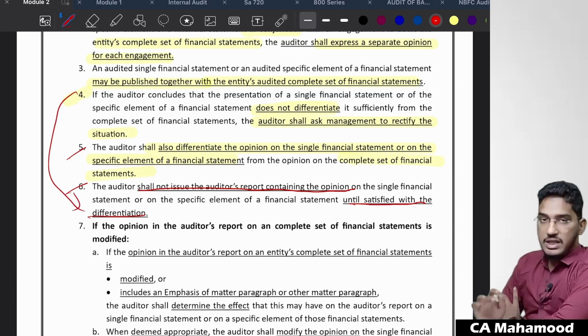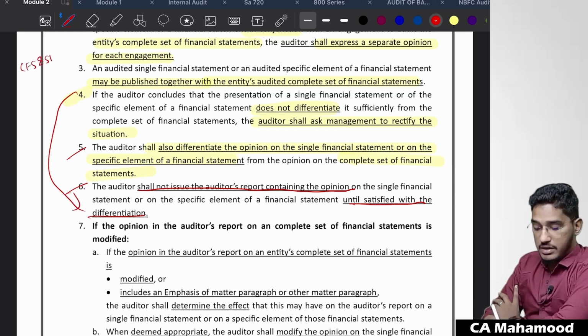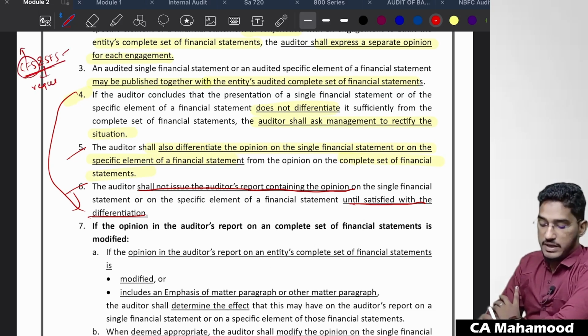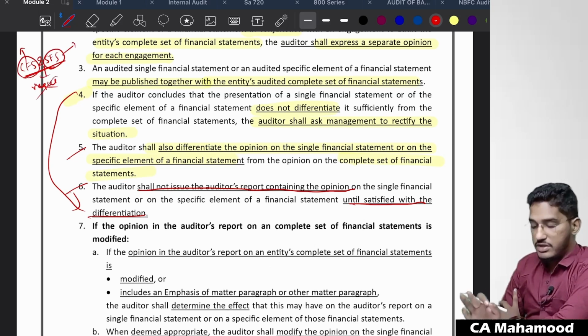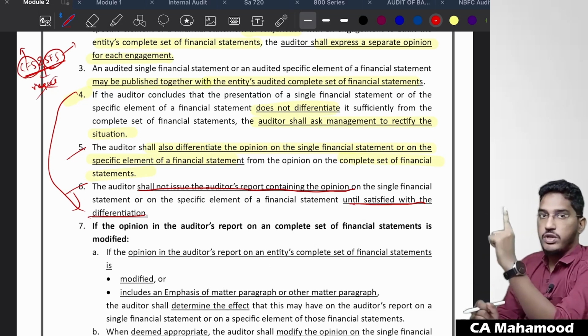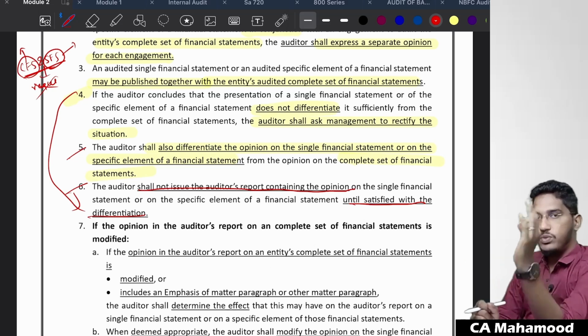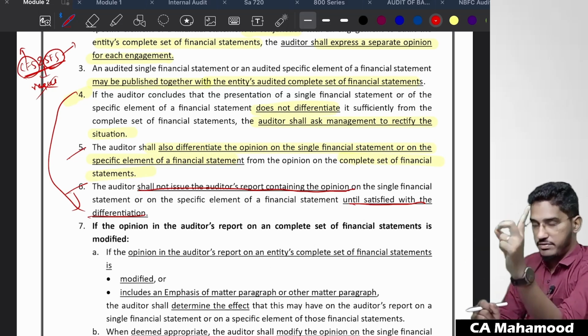So as I have told, if the management has not differentiated complete financial statements and separate financial statements, first I will go and request the management, sir, please differentiate the complete financial statements from the separate financial statements. If the management is not doing it, until the management differentiates, you need not issue your auditor's report. You should say to the management, sir, if you don't differentiate, I'm not going to give you my audit report. So you have to insist. Even though they are publishing in the same document, ask the management to differentiate.